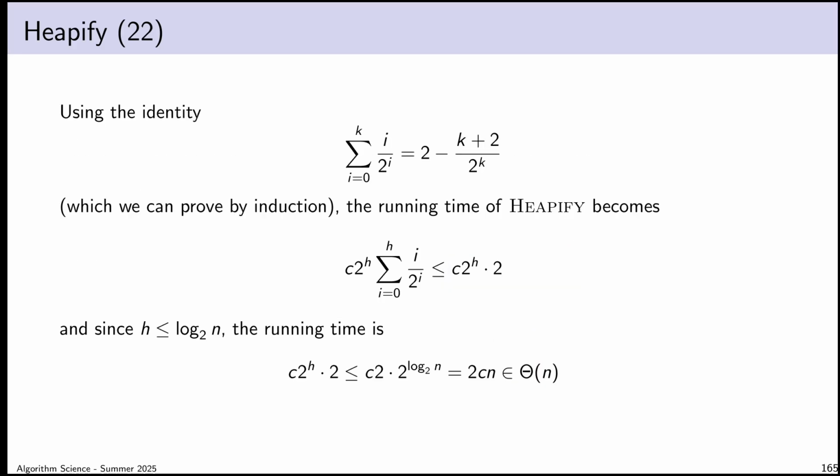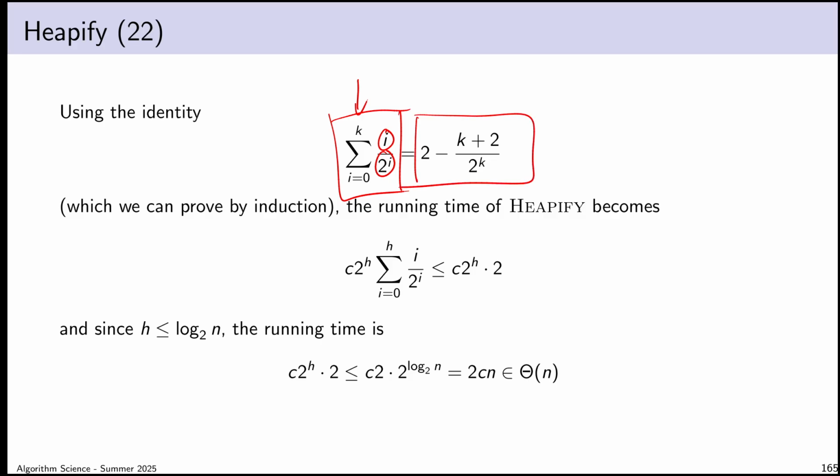All right, so there's this identity. Now, I'm pulling this out of nothing here. We could prove it by induction or something, but I will assert that it is true and it's well known. So I don't need to provide a proof of it, although you could easily write one. It isn't difficult to prove this. So there's an identity that says if you are adding up i over 2 to the i for i equals 0 up to k, it comes to be this number here.